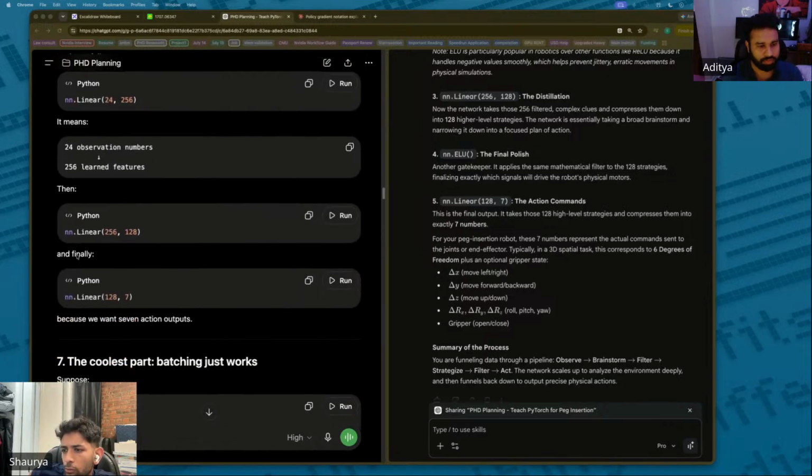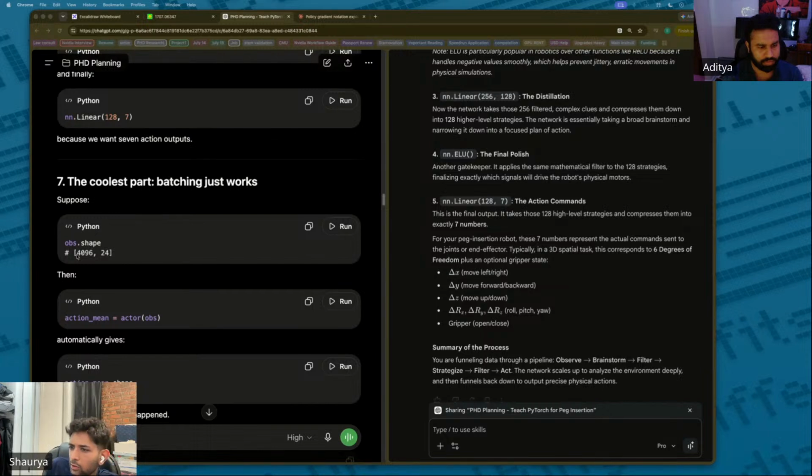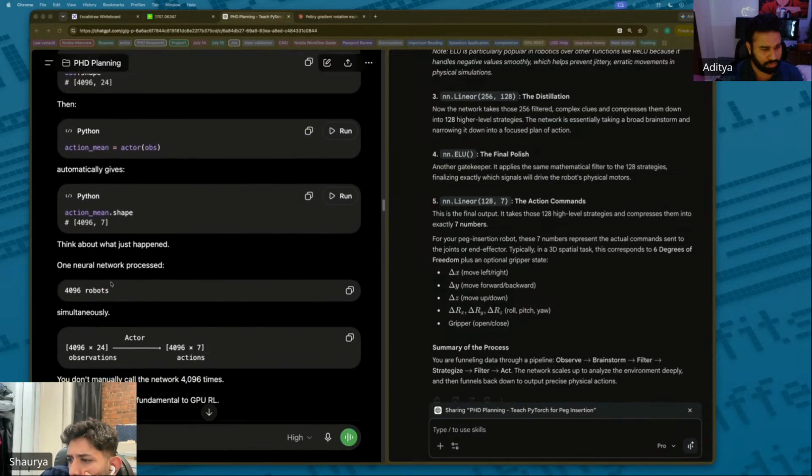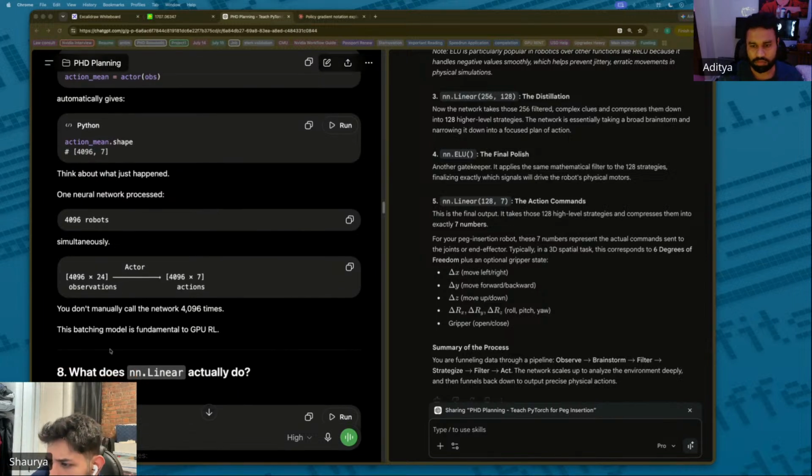The coolest part: batching just works. So obs.shape is 4096 by 24, and action_mean = actor(obs) automatically gives action_mean.shape of 4096 by 7. Think about what just happened. One neural network processed 4096 robots simultaneously. So 4096 by 24 observations go in, and the actions are 4096 by 7. Correct. You don't manually call the network 4096 times. This batching model is fundamental to GPU RL.